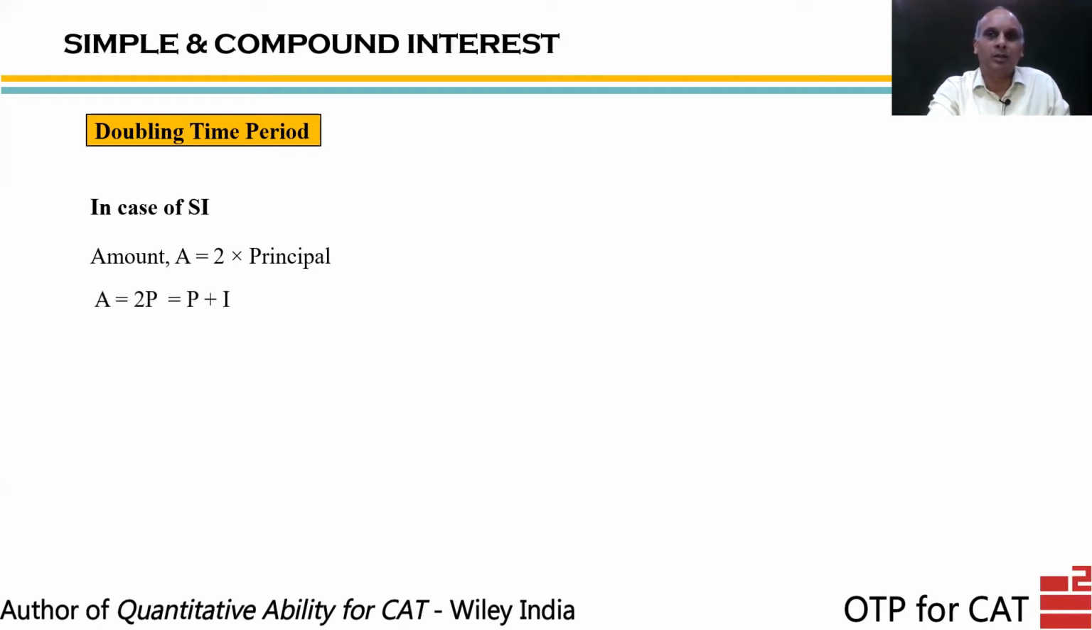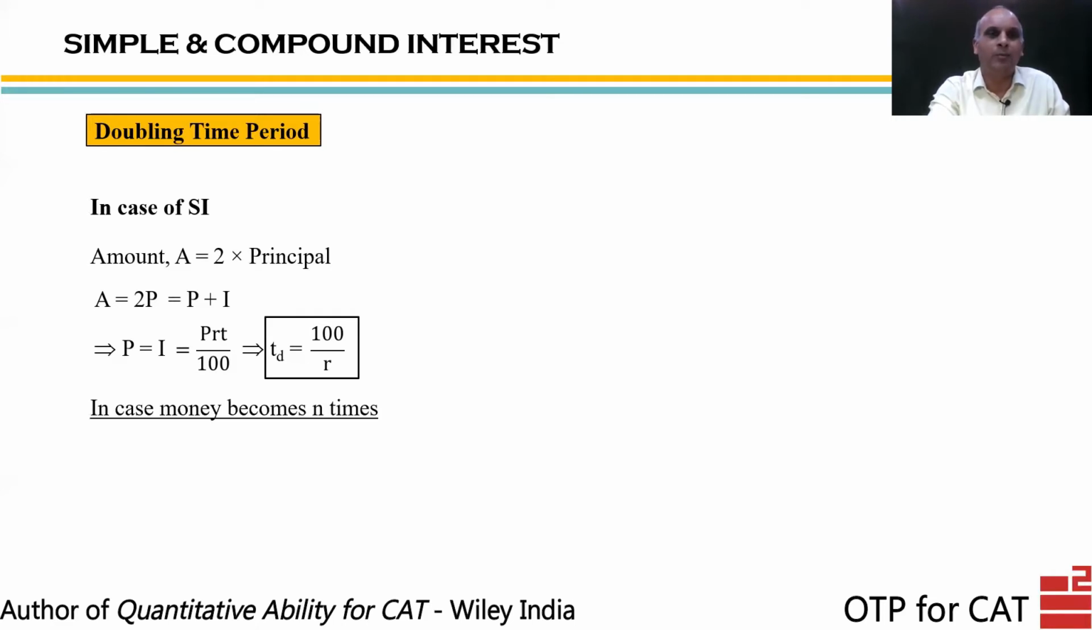But amount is also given by the formula principal plus interest, and that tells me that principal is equal to interest. Solving this equation, and applying the interest formula PRT by 100, P and P get cancelled, and I get the doubling time period as 100 upon R. Please remember this formula. So in case of SI, the doubling time period is given by 100 upon R.